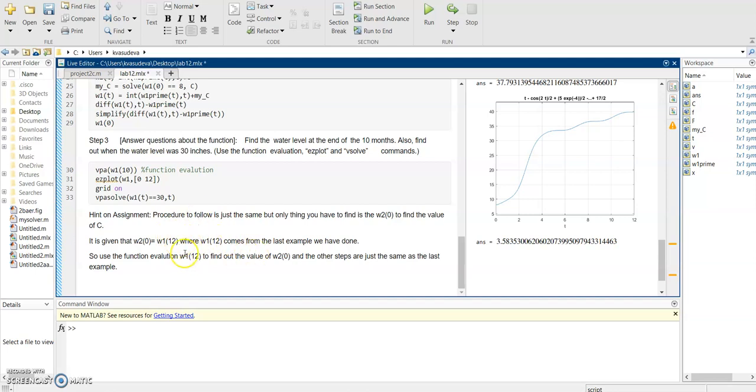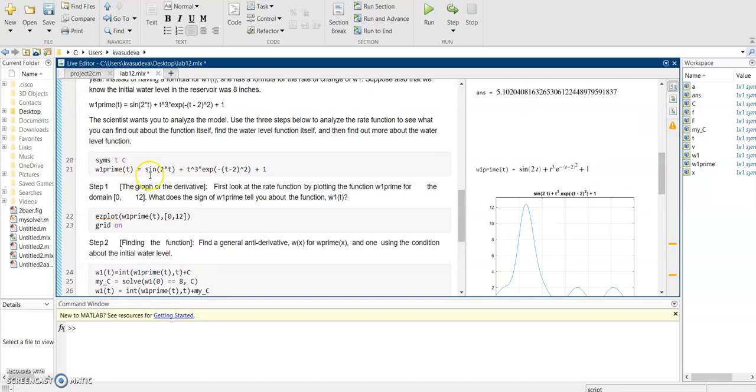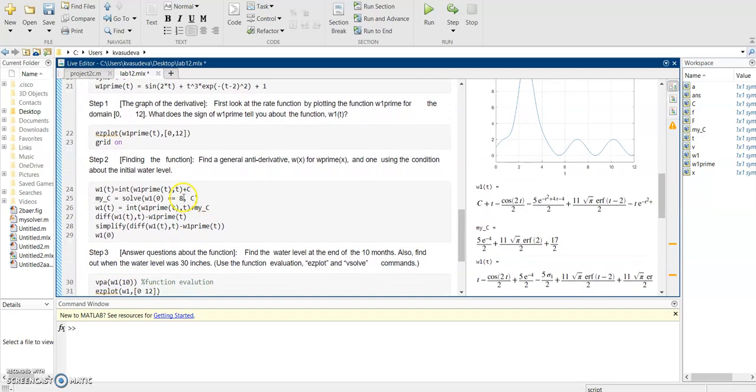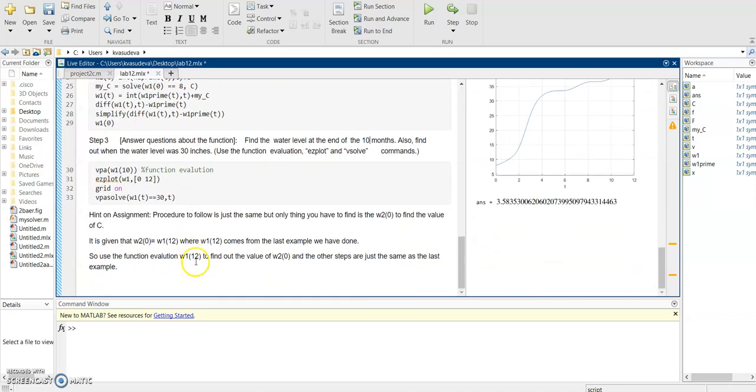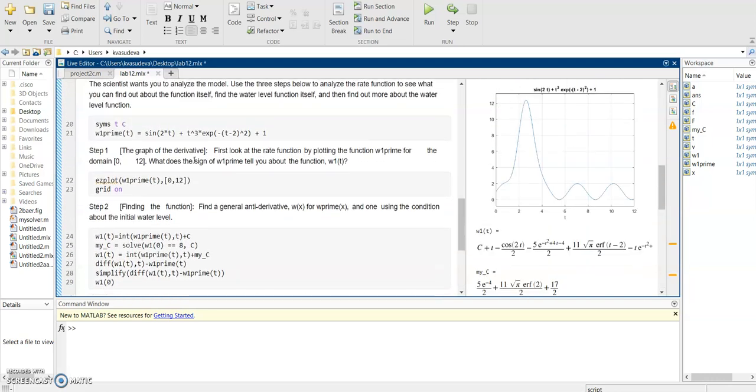Then the hint on the assignment is super easy. I'm not going to give you the complete answer. The thing you have to look at is that w2 of 0 is w1 of 12. So if you solve for w1 of 12, you can easily solve the whole equation. You just have to change the equation and find what w2 of 0 is using w1 of 12. So find w1 of 12, which is actually from this part, and then plug it back into your main equation.